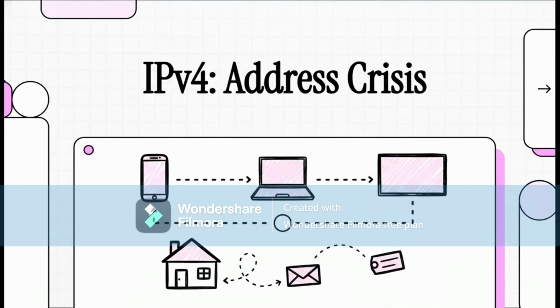Ever stop and think about how your phone knows where to get a video from, or how your laptop connects to a game server? Every single device that goes online has its own unique address, kind of like a mailing address for your house. It's how things find their way across the internet.